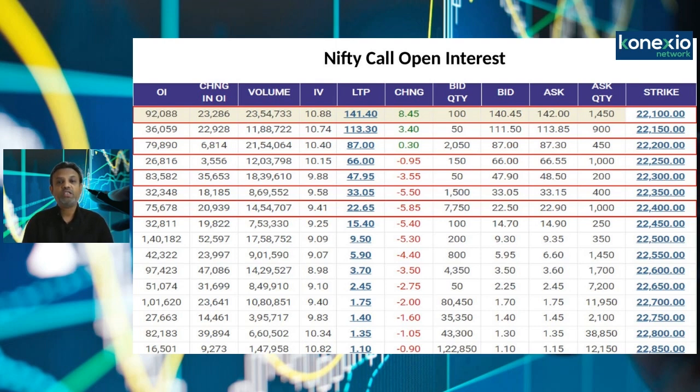If Nifty closes above those levels, then there are chances that Nifty might scale up to the level of 22,400 on the upside. So overall, the data of Nifty calls seems to be quite okay. I'm not saying it is bullish or bearish, but it is okay.